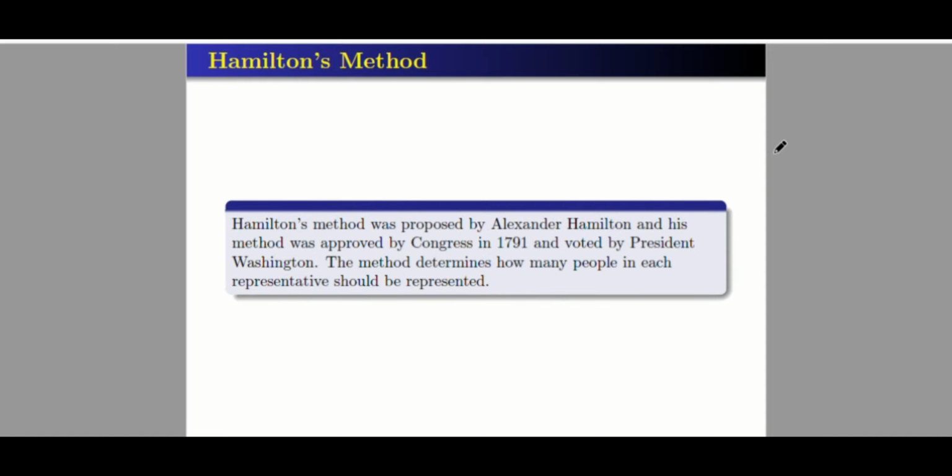So, Hamilton's method. It was proposed by Alexander Hamilton, and his method was approved by Congress in 1791 and vetoed by President Washington. The method determines how many people each representative should represent. So again, it's all about fair distribution. We must distribute the representatives in proportion to the population.